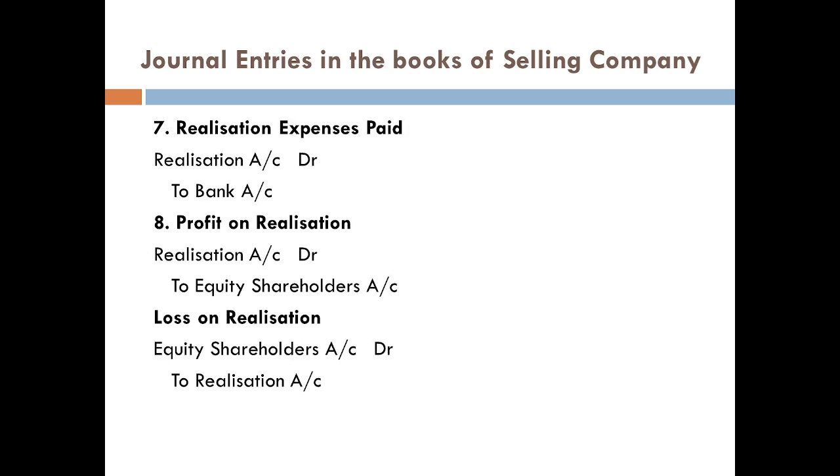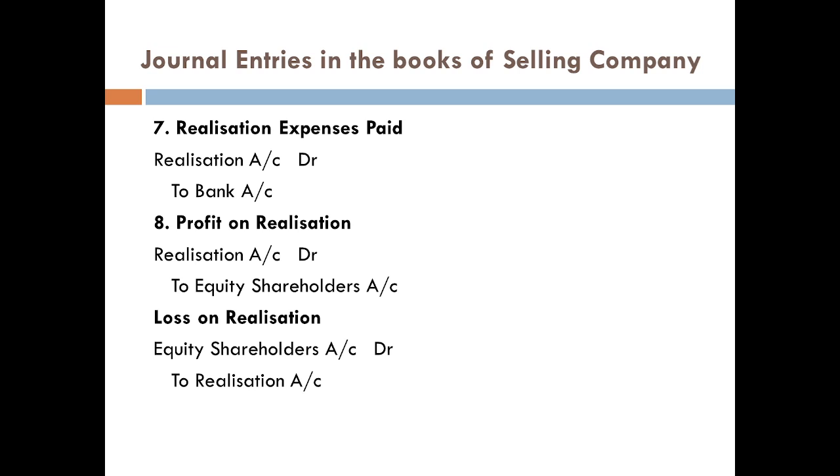The next one is realization expenses paid. Someone will take the effort to realize all these assets and liabilities, is it not? Revaluation or whatever it may be, all legal charges that are related. So that is where the realization expenses come into play. Realization account debtor to bank account. So after making all entries on the debit and credit side of realization account, finally the realization account will show some profit or loss depending on the kind of transactions that have happened.